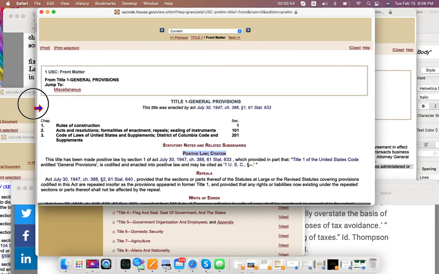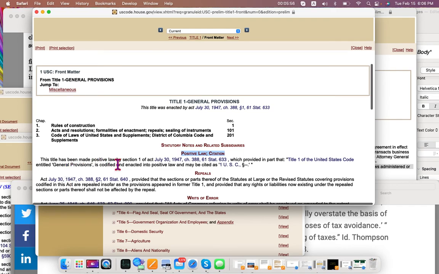Let's make this bigger. This law has been made positive law by Section 1 of Act July 30, 1947, Chapter 388, 61 Stat 633. I'm telling you now so you can understand. All federal laws apply only on the federal lands and to the federal officers and employees. They don't apply to private citizens, and private people are off the federal lands. So if it's been made positive, it's saying that it's a law that applies to the people on the federal lands for federal purposes.